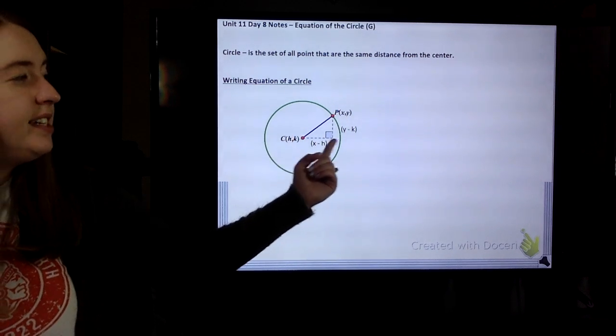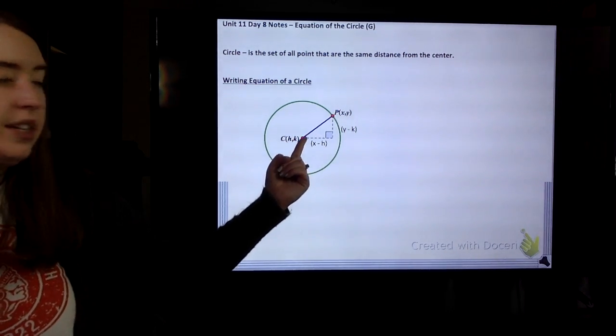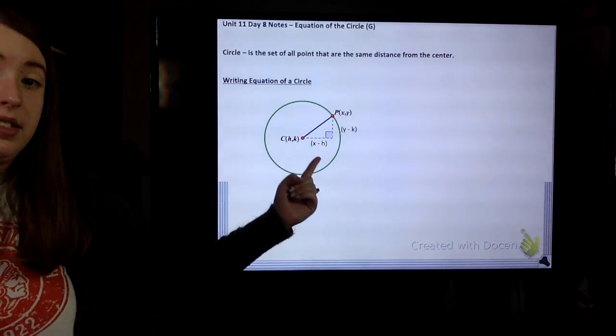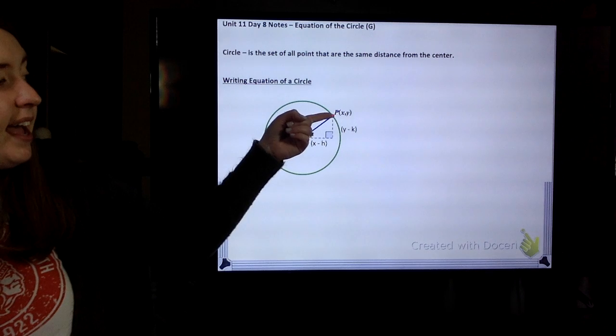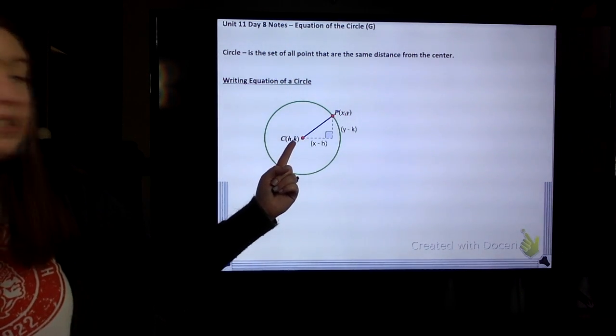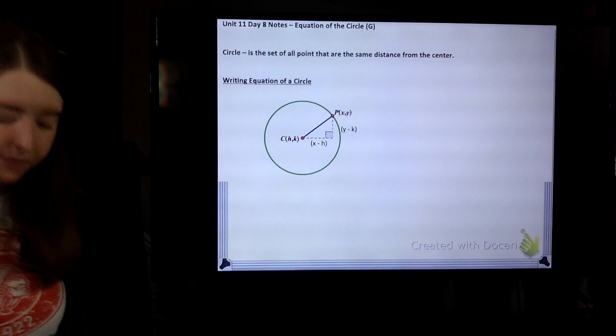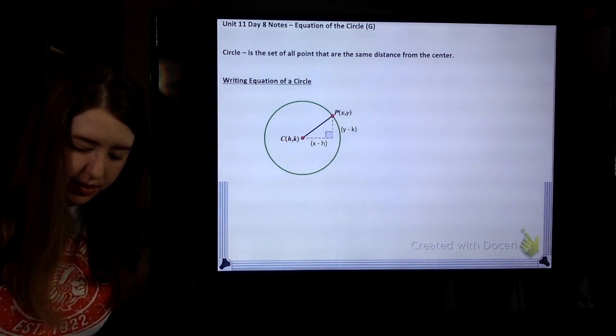To find out what this distance is, I would need to take x minus h. So that's why it's x minus h. Same thing over here for y minus k. To get this distance, I'll have to take the y coordinate minus the y coordinate of my center.